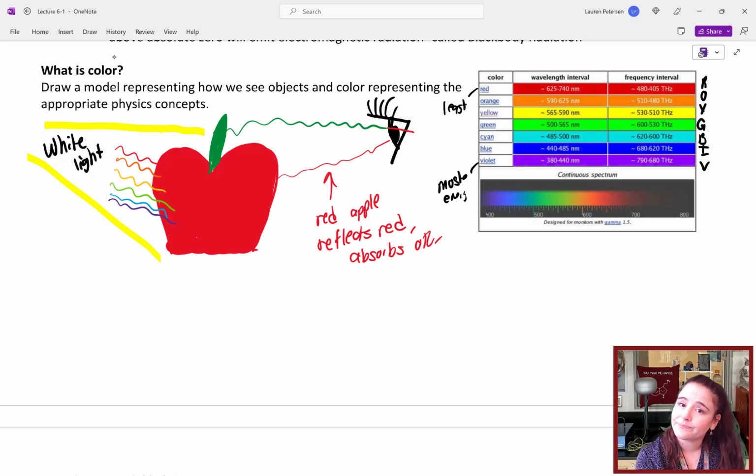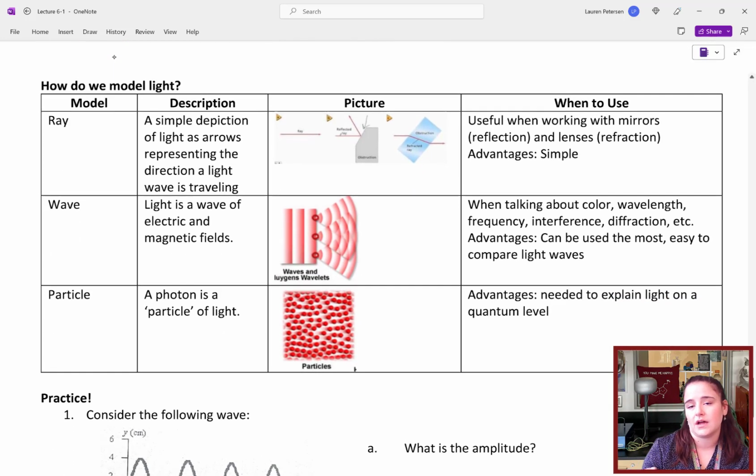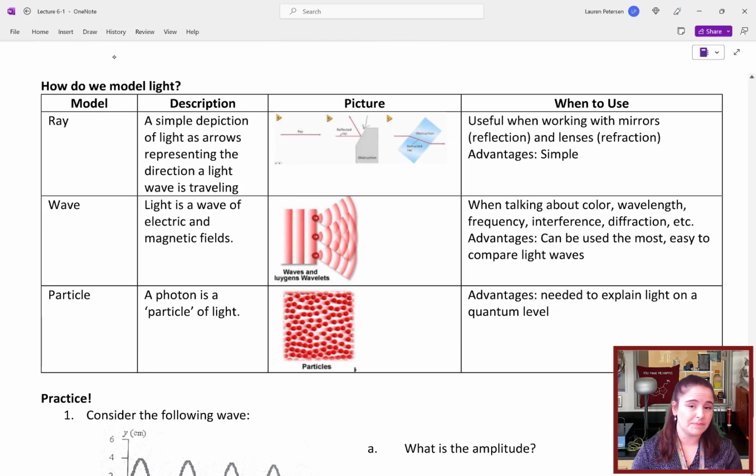Okay, cool. So as we go through this unit, we're going to be using a couple different models for light depending on our situation. And it just depends on what is the best way to represent it. When we're talking about reflection and refraction, for example, we'll use the ray diagram.